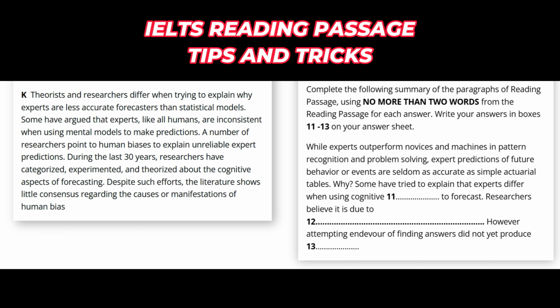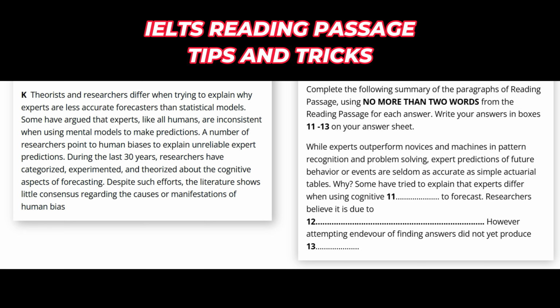Theorists and researchers differ when trying to explain why experts are less accurate forecasters than statistical models. Remember one thing, obviously we will check out the question first. So we need to find out which passage has the answer. So here, cognitive dash to forecast, the word forecast. In the passage, synonyms of forecast may be used. Remember one thing, right? You can find the word cognitive, and after the blank, "to" is there. So which one is the right answer?